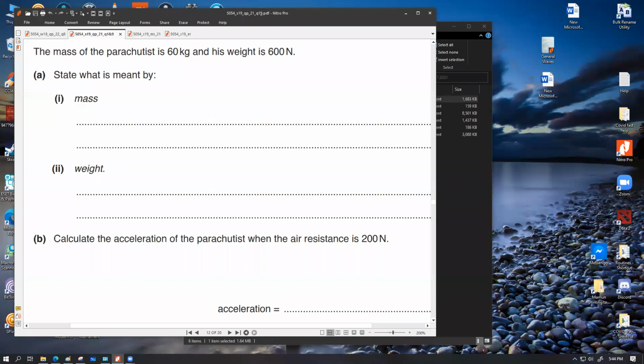Hold up a second. I'm having a bit of a problem with my printer. Just a second.